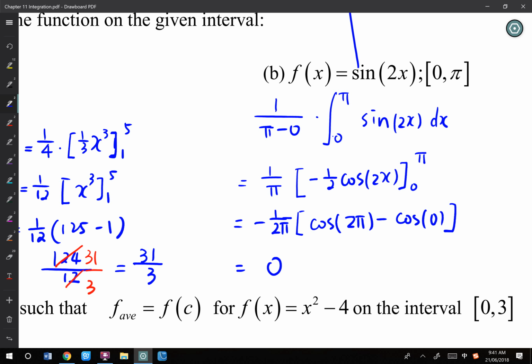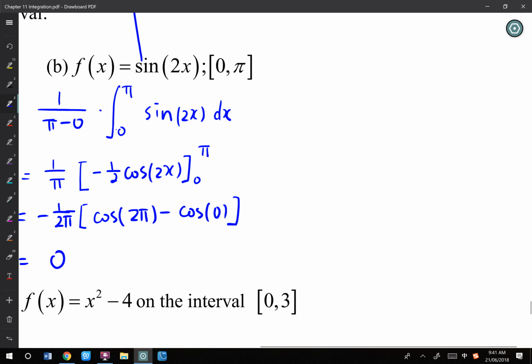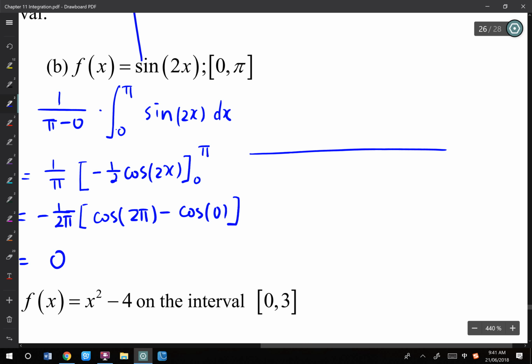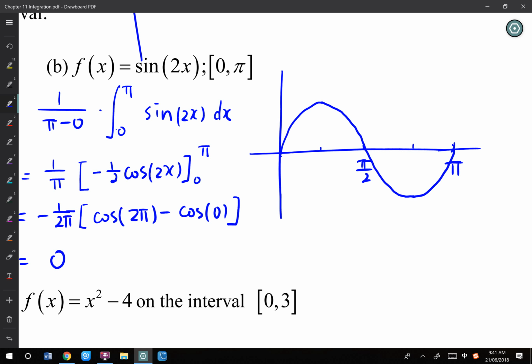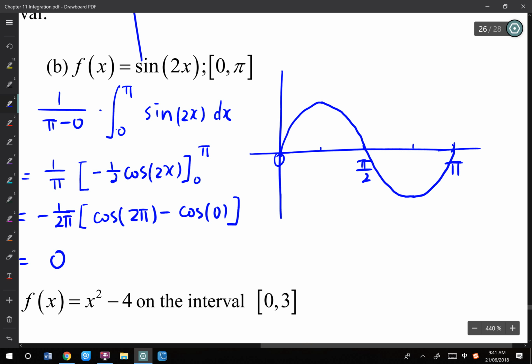Let's think about why we have a 0 here for the average y value. If you think about the sine 2x graph, that's pi, because the period is pi, just draw one period. That's pi over 2. Okay, that's a sine 2x. What's the area, sine area in between 0 to pi?